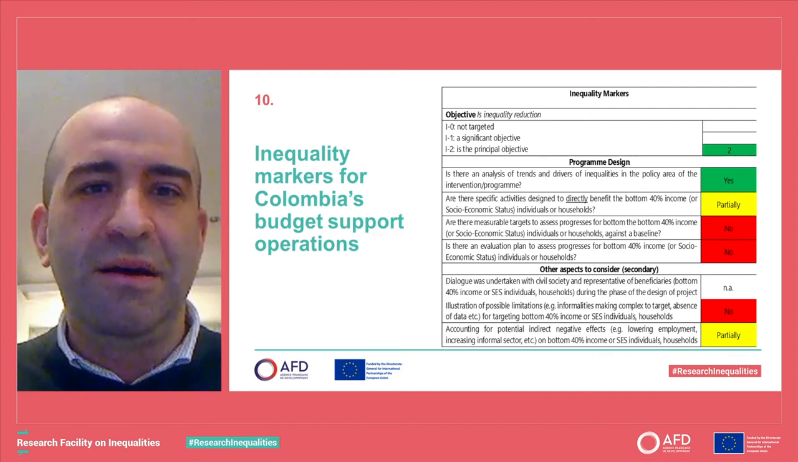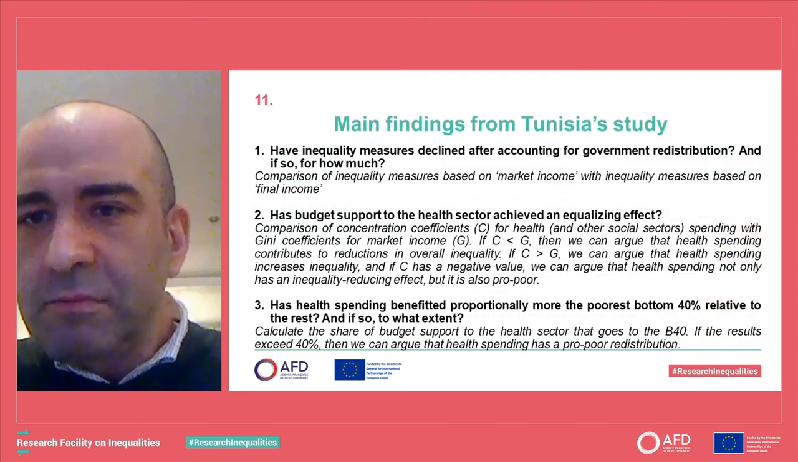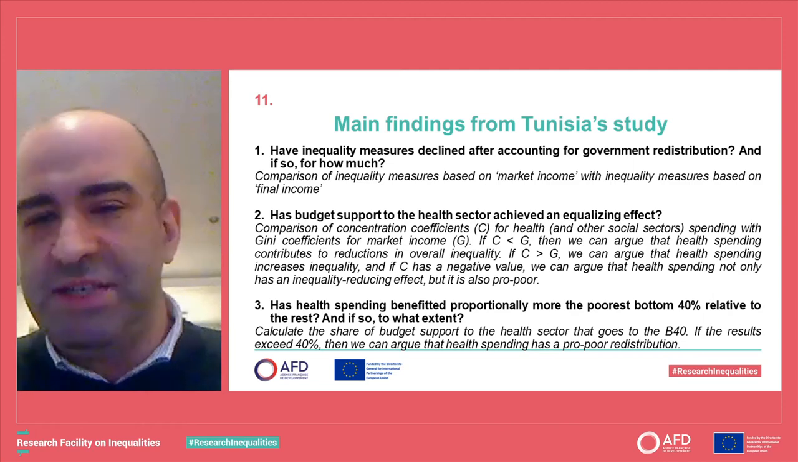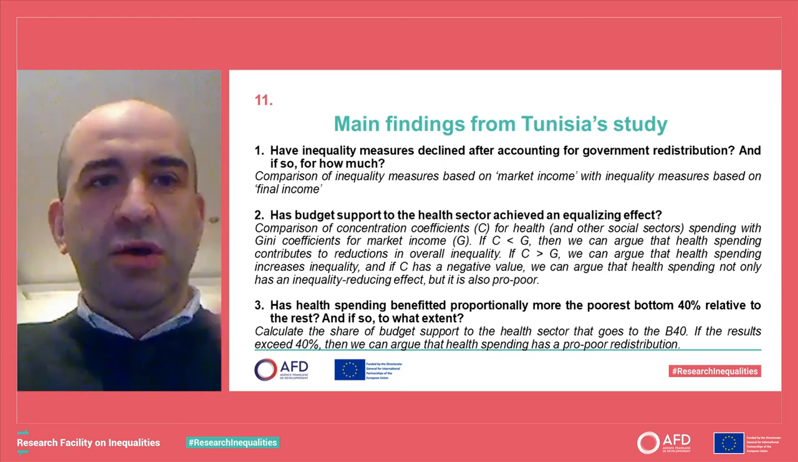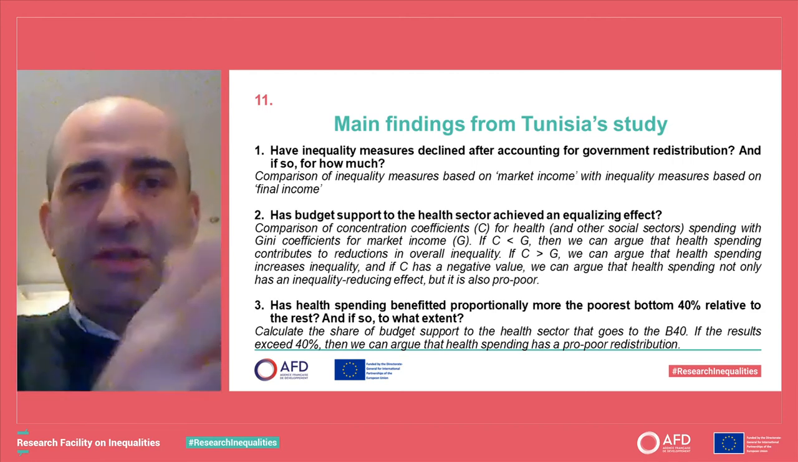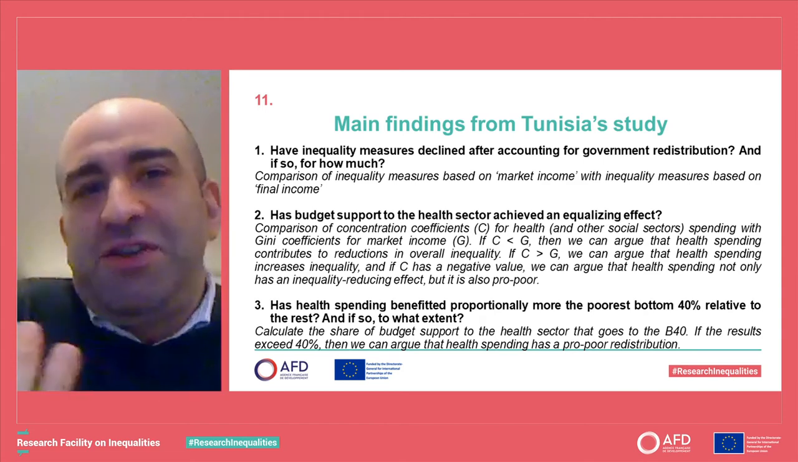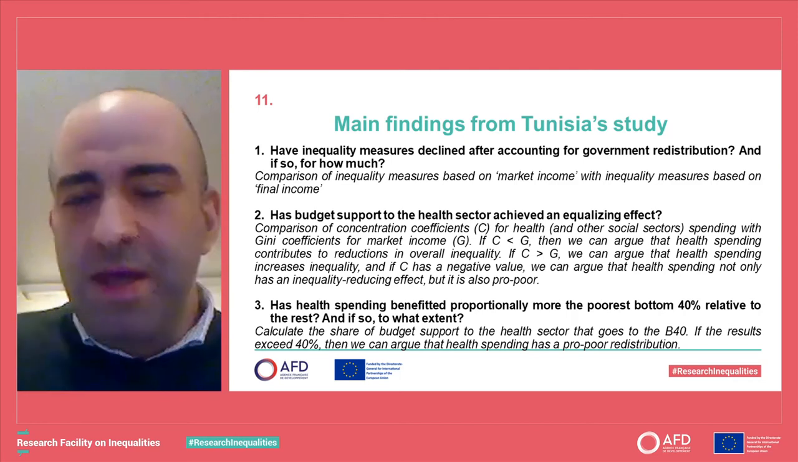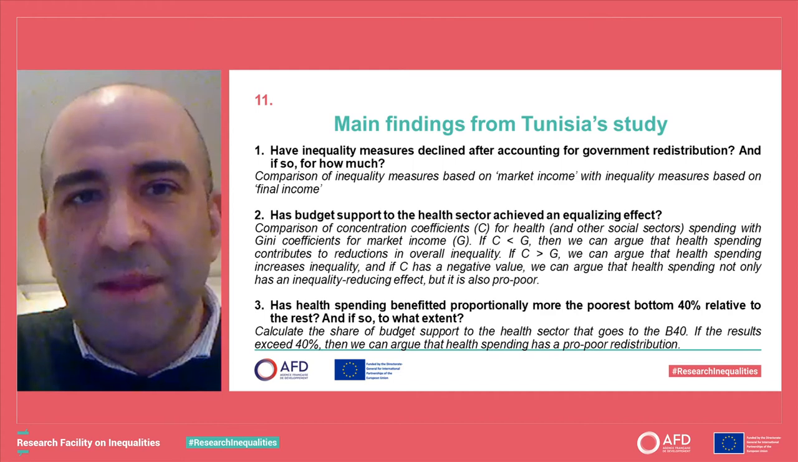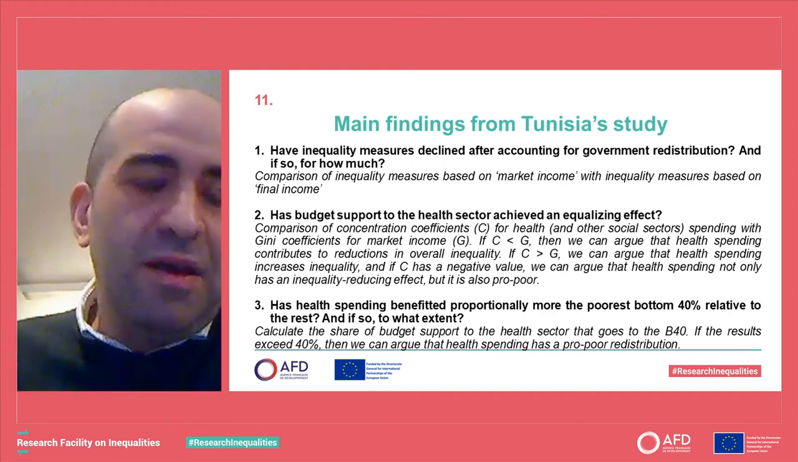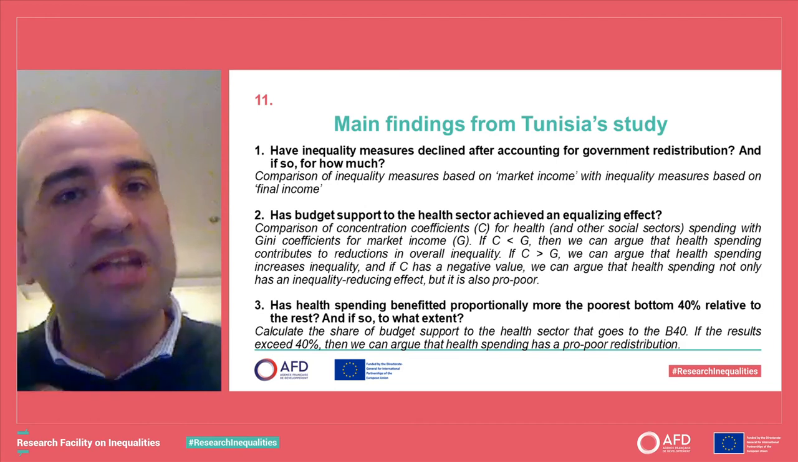So we conducted the statistical analysis, but in this case, we did it on the budget, right? And we use for this purpose the commitment to equity, and we raised three questions. The first is basic. Because you have to assume that budget support, meaning that the funds from the AFD go towards the budget of Colombia, follow the same trend and pattern of the budget of Colombia. So you have to ask yourself the first question, whether the budget of Colombia, so the government redistribution, works, and therefore you have to compare inequality in the market and what happens to inequality once the government intervenes after government redistribution. First question. Second question, has budget support in the health sector achieved equalizing effects?